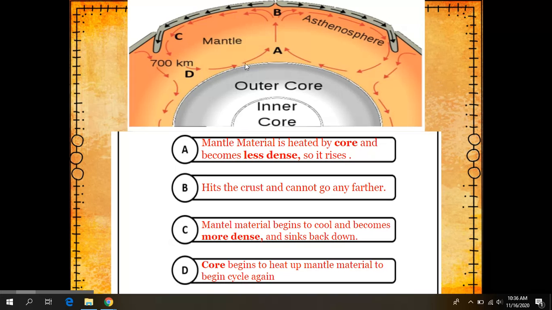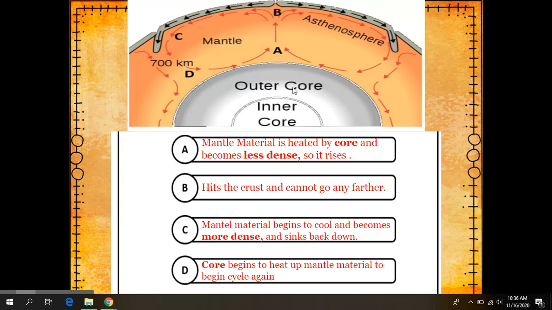And so that's just what happens at each point, A, B, C, and D. Now, this does not happen fast. In fact, it takes over 1,000,000 years for one cycle to be completed. So it's a very, very slow process that's going on here. But yeah, that's what's going on in the convection currents. Point A, point B, point C, point D.